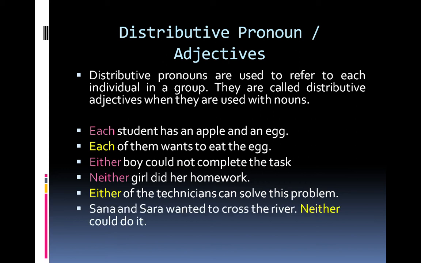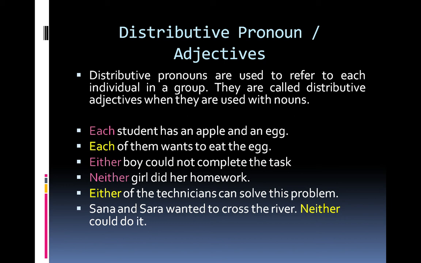Sana and Sarah wanted to cross the river. Neither could do it. Neither is the subject of the sentence. Neither means Sana or Sarah. There is no noun directly after this word neither. So neither is a distributive pronoun.